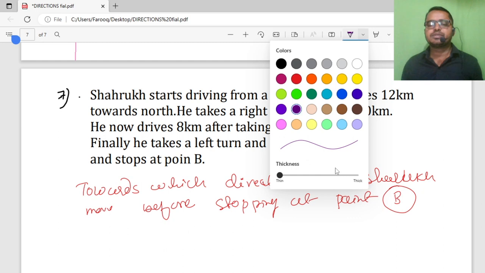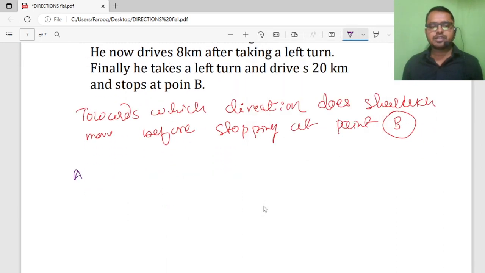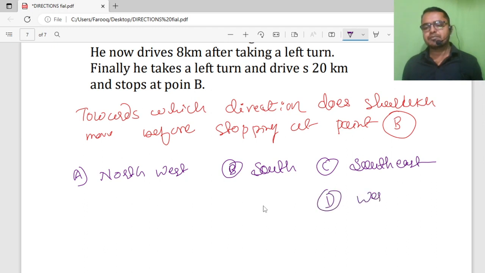Write the options. Option A, northwest. Option B, south. Option C, southeast. And option D, west.